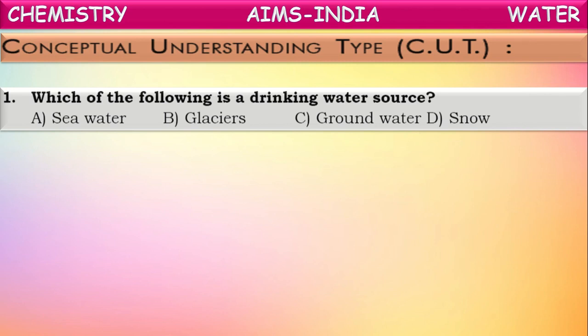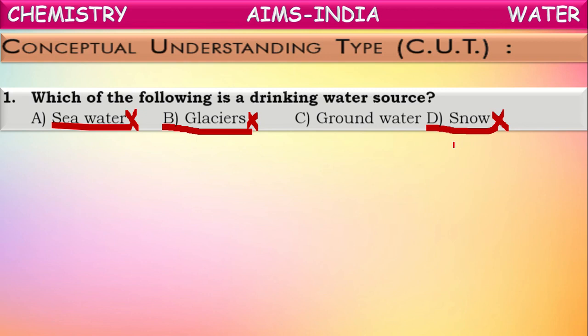If you observe, the first one is seawater. Seawater we cannot drink. We know why: seawater contains excess amounts of dissolved salts and many other impurities also. So seawater cannot be consumed. Isn't it? Glaciers also contain water, but in the solid form. There we are not able to drink that. Snow is also one of the solid forms of water which we cannot consume, isn't it?